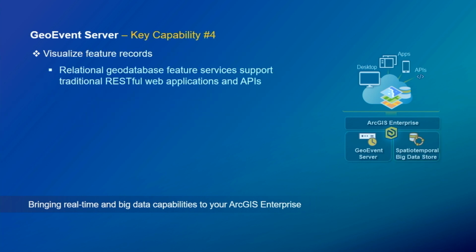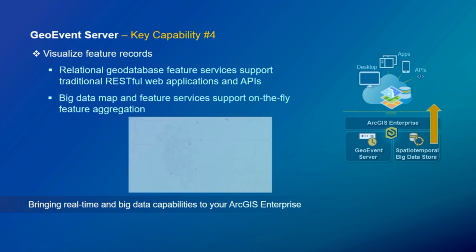So key capability number 4 is the visualization of real-time data. GeoEvent supports, once again, the standard enterprise outputs for visualization strategies, so map services and feature services. However, GeoEvent can help improve the visualization of high volume data by providing enhanced map and feature services for data sets stored in the spatiotemporal big data store.